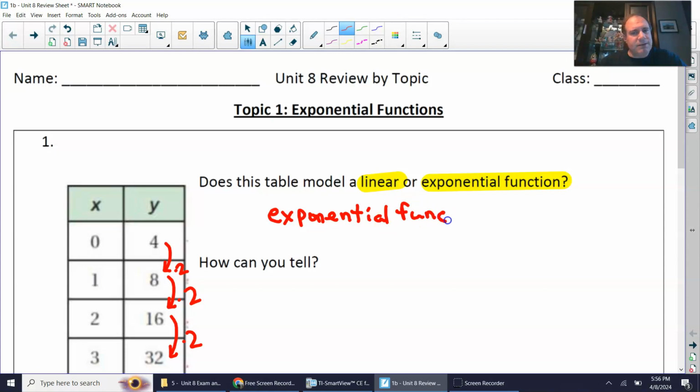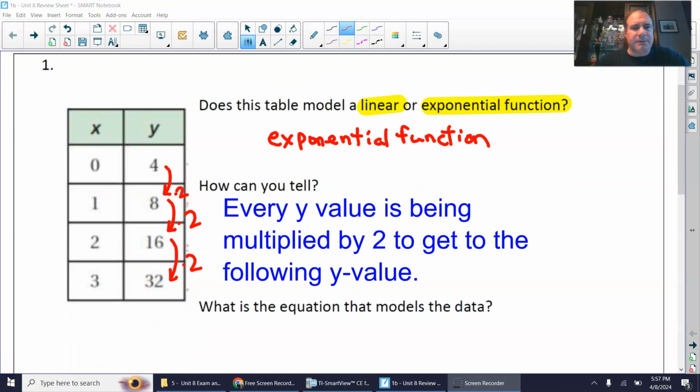And the way you could tell is that every y is increasing by multiplication. Every y is being multiplied by 2 to get to that next y. And there you have it. Every y value is being multiplied by 2 to get to the next y value.